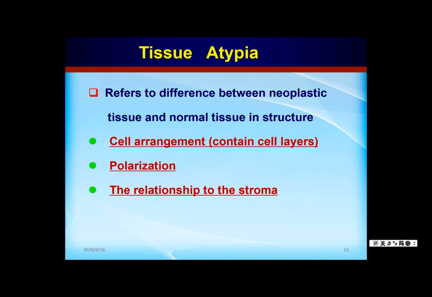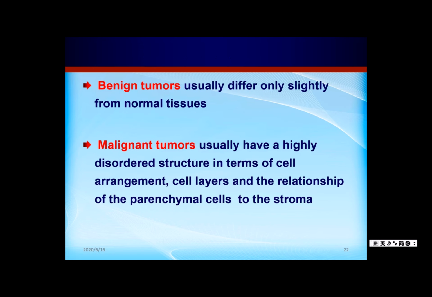So cytological atypia contains three aspects. The first is cellular pleomorphism, the second is nuclear pleomorphism, the last is the changes of the cytoplasm. The second part for atypia is tissue atypia. Tissue atypia refers to differences between neoplastic tissue and the normal tissue in structure. There are three key points. The first is cell arrangement. The second is polarization. The last is the relationship between stroma and parenchyma.